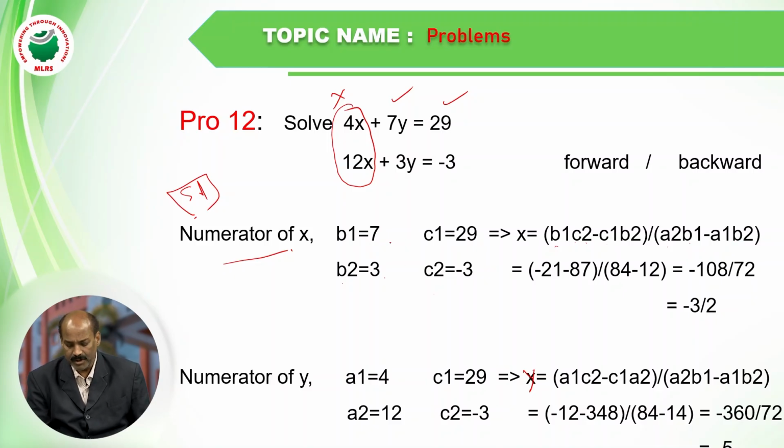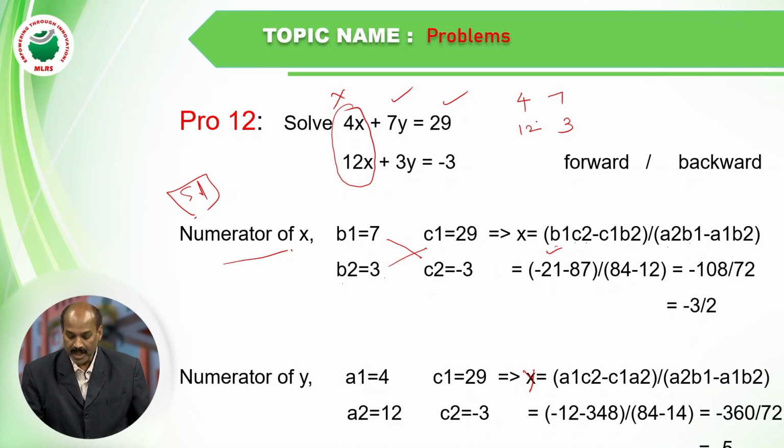Now I will write here forward. Forward means 7 into minus 3, minus 21, minus 3 into 29. 3 into 29, 87. So this is the numerator. To write the denominator, you write the coefficient matrix, that is 4, 12 and 7, 3.